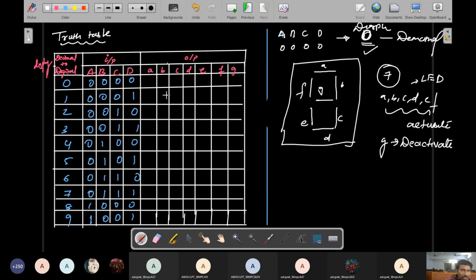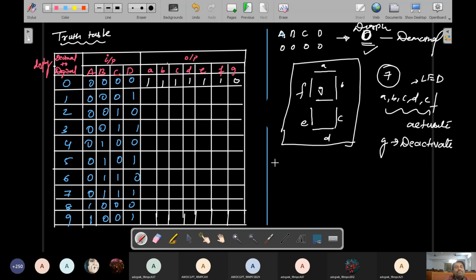Only G will be deactivated, that means it is not glowing, it is in off condition. Understand? So which outputs are activating? A is activating, so simply write A is 1. B is activating, write B is 1. C is 1. D is 1. E is 1. F is 1. And the terminal that is not activated is G, so simply write that as 0. Understand? So this is the case.